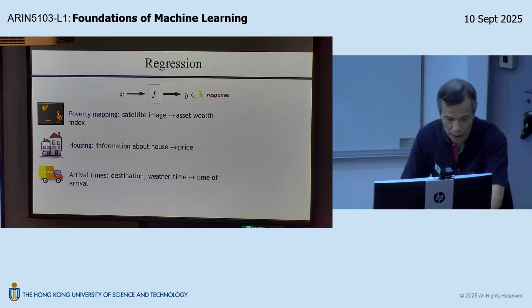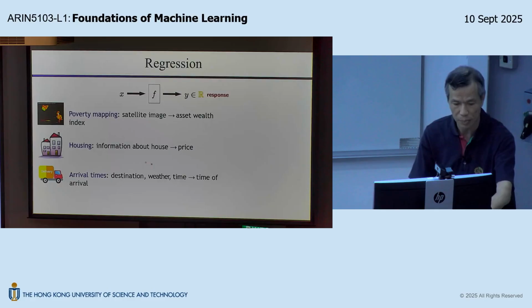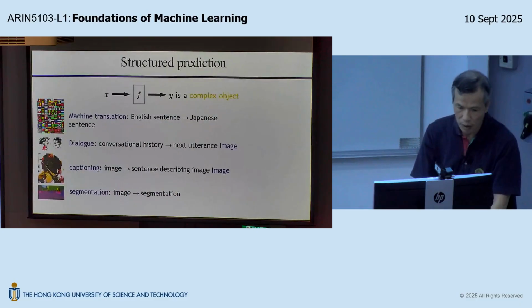So again, you can have a lot of real world applications. Say, for example, you have the housing in Hong Kong. Housing is very important. So you look at the specification of a house or an apartment, and then you predict how much the price should be. Again, the price is obviously a number, so this is a regression problem.